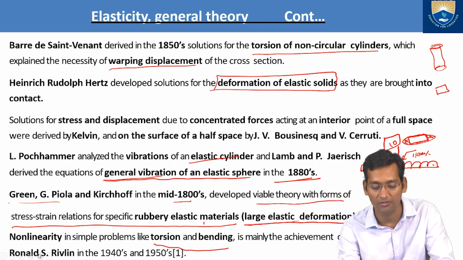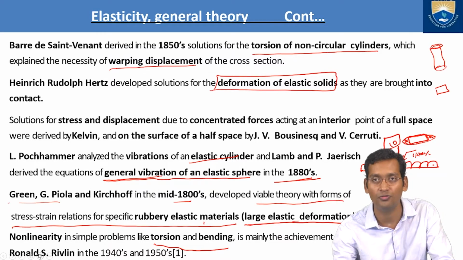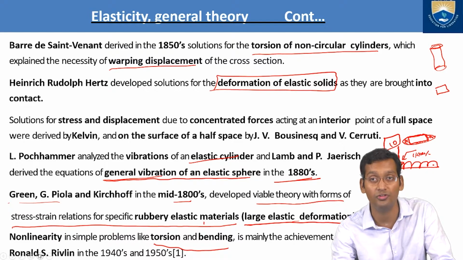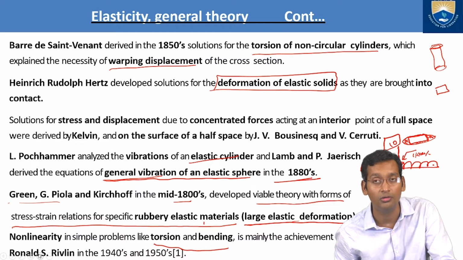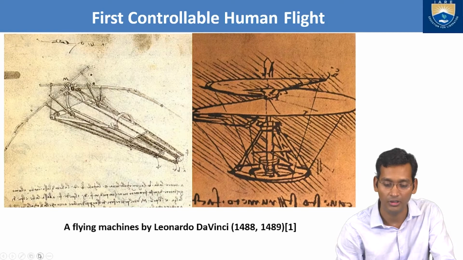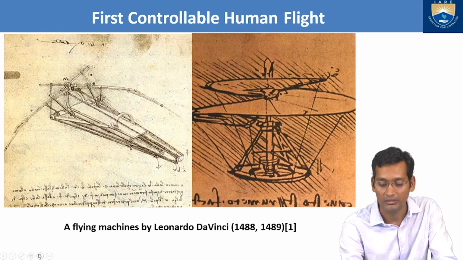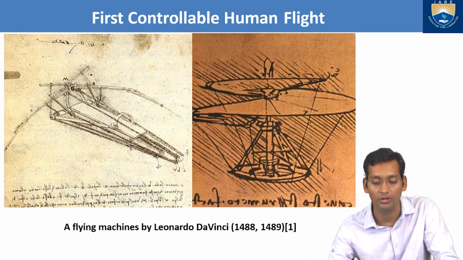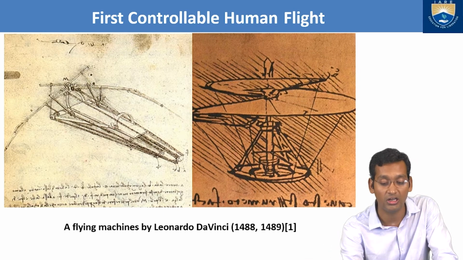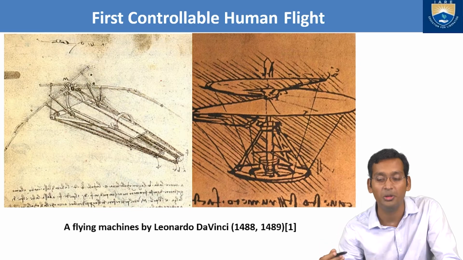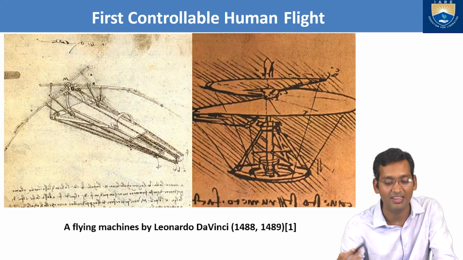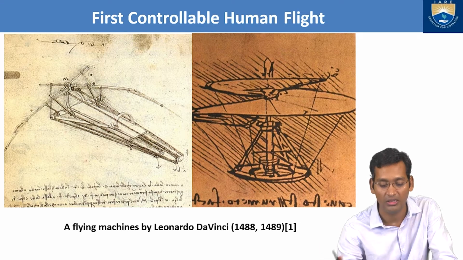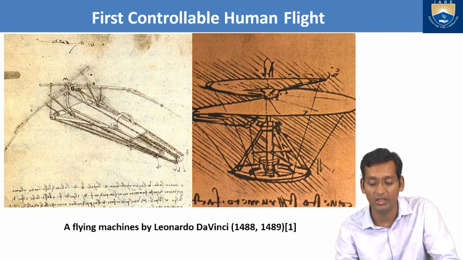Ronald Rivlin, in the 1940s, in between 1940 to 1950. So just see here, Leonardo da Vinci gave the concept of a flying machine. So that was the theoretical. According to that, they only started making, okay, but still they failed many times. So these are just what they predicted, okay, this type of machine should be there.